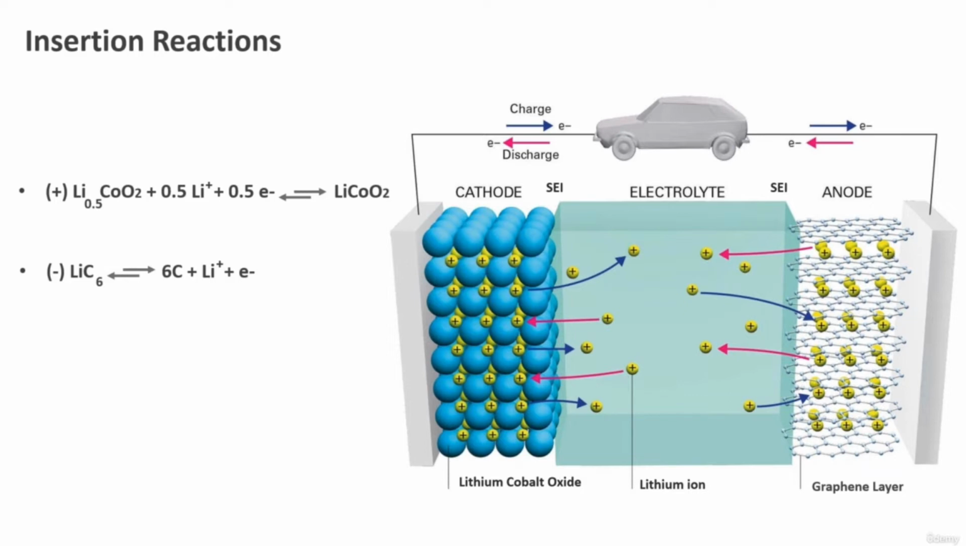Here you see the redox reactions at both electrodes, which to the right represents discharging of the battery. These are called insertion reactions because the lithium ions are inserted into a host material at the negative and positive electrode as the battery charges and discharges respectively. The approach of calculating the electrode capacities and the battery energy density is as follows.